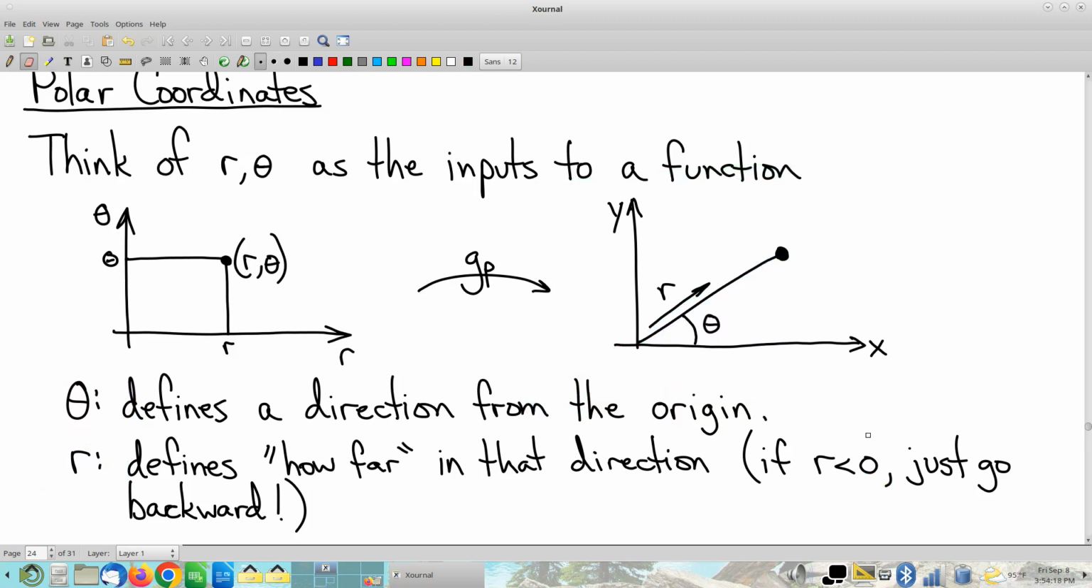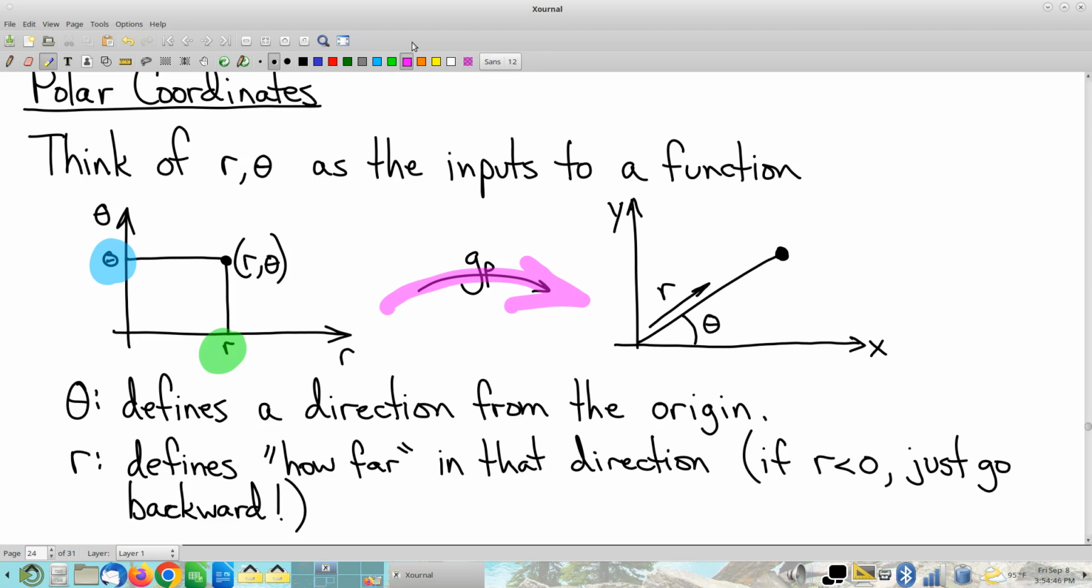Now, real quick, I think it's nice to think of r and theta in relation to a function. So this is what I like to call the polar coordinates conversion function. Let's call it G. The P subscript is just a reference to polar coordinates. And so we can think of r and theta as just being the inputs to this function.